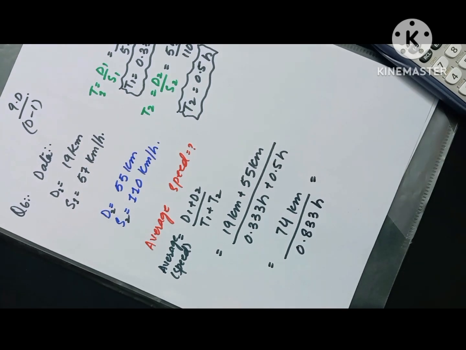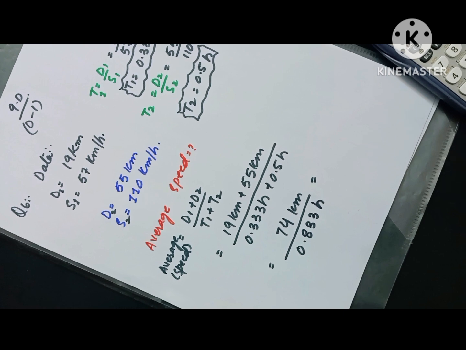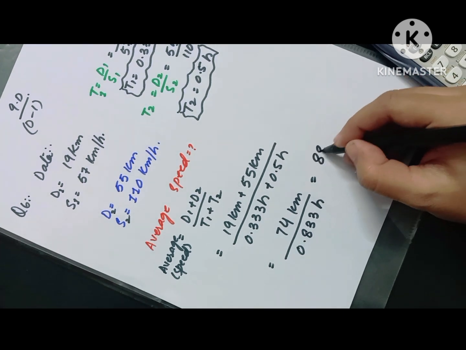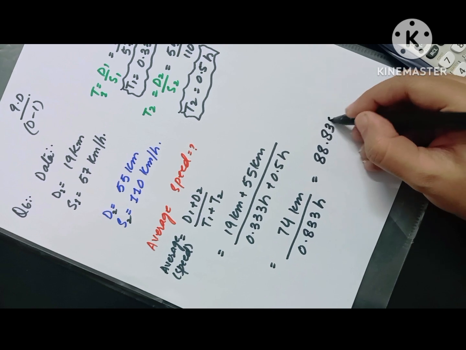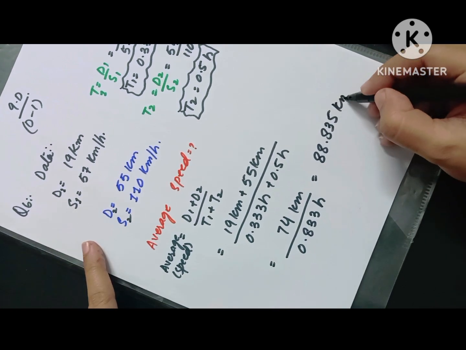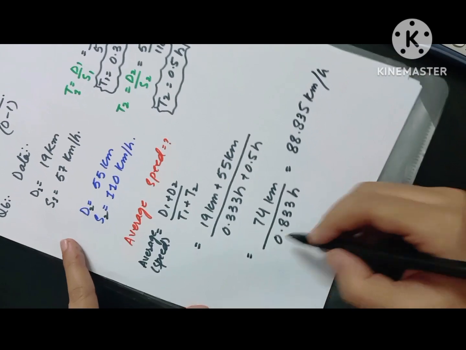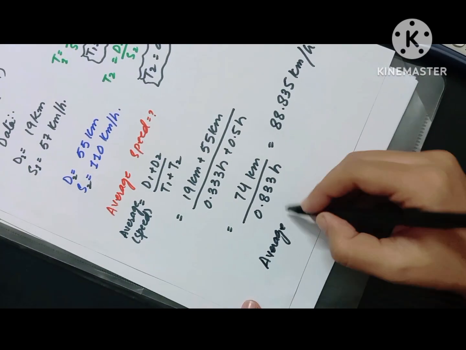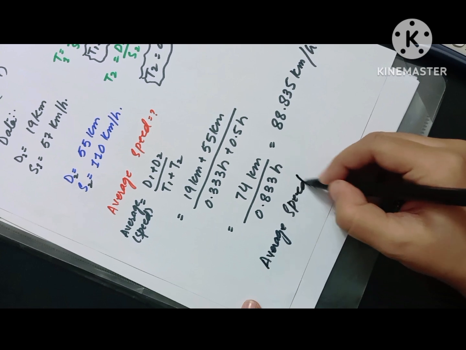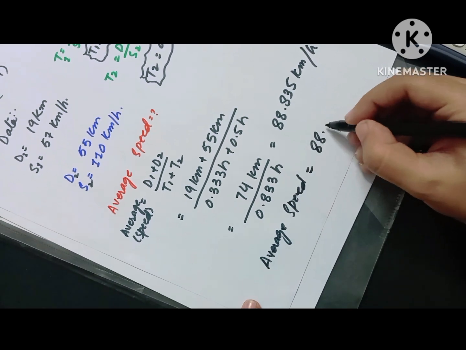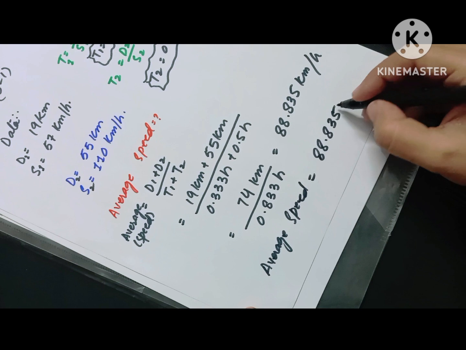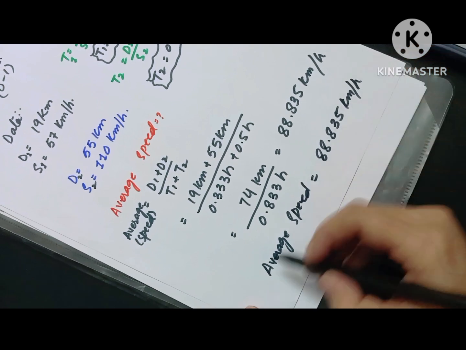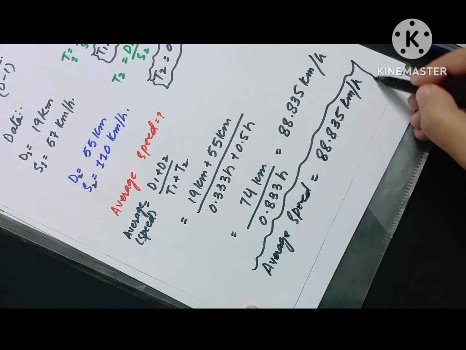So now we have to divide them to get the final answer, 74 divided by 0.833 would be equals to 88.835 kilometer per hour. So the average speed according to the question is 88.835 kilometer per hour. That is our final answer.